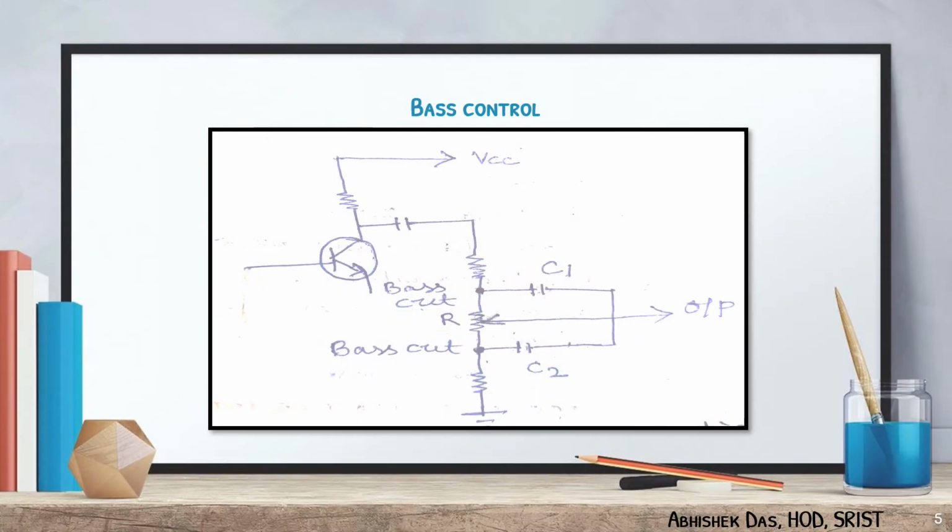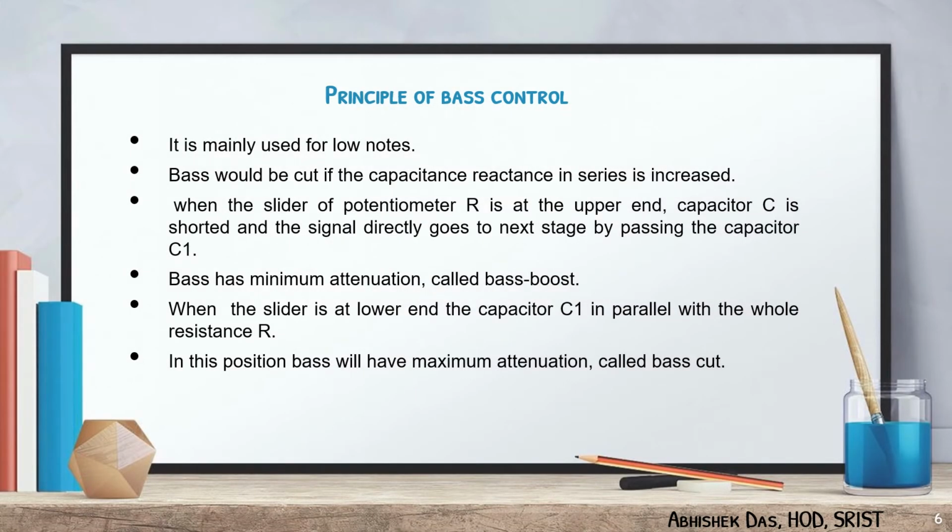Now we consider bass control. This is the structural diagram of bass control. Now we consider the details of the bass control. Bass should be cut if the capacitive reactance in series with the signal increases. The lower the capacitance, the greater the reactance. Hence, for a cut in bass, the value of the series capacitance is reduced. It is mainly used for low notes.